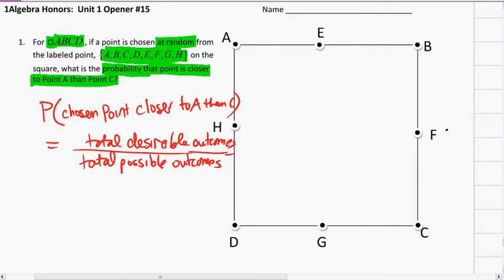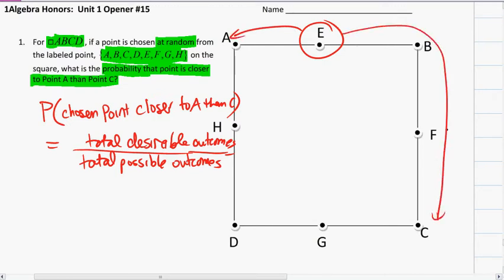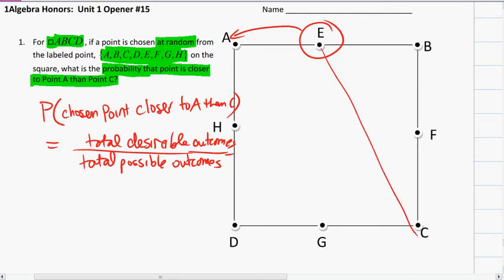So for example, if I chose point E, is E closer to A than C? Well, if it's a square, I'm going to assume that H and F are midpoints, although that's a reasonably big assumption, but nonetheless, regardless, when it's on the line, E will be closer to A than to C, either on the perimeter or directly through. So E, for example, is a desirable outcome because it's closer to A than C.